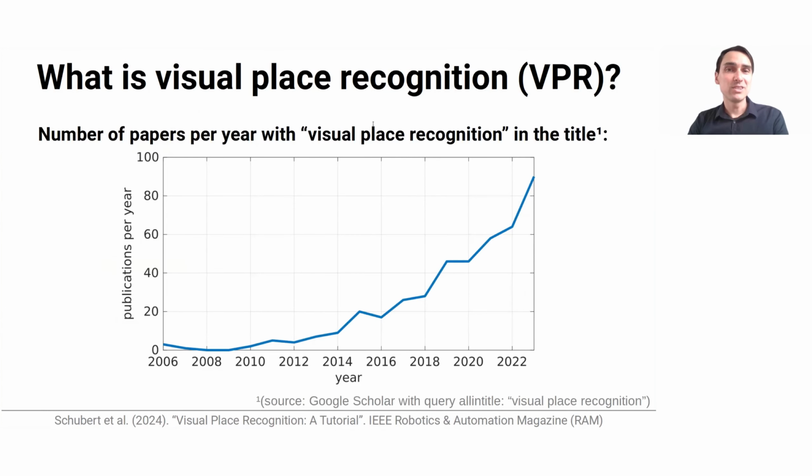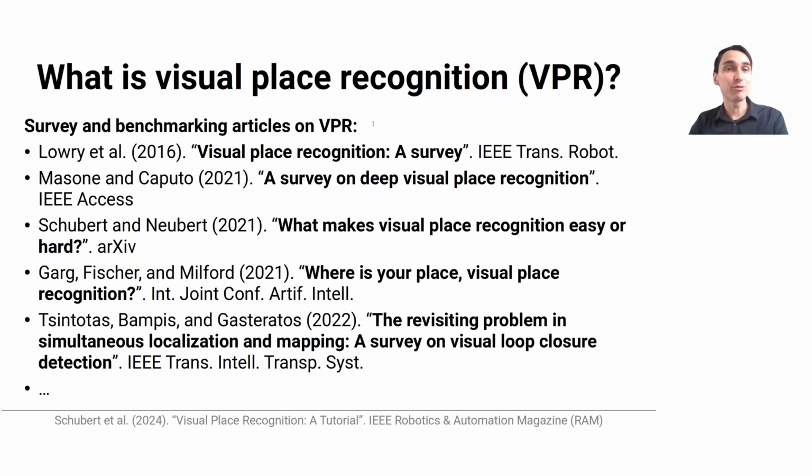Visual place recognition is a research field with significant and continuous growth over the years, as can be seen by the number of publications per year with visual place recognition in the title. Therefore, a number of survey and benchmarking articles have already discussed challenges, open questions, and achievements in the field of VPR. The present work is the first tutorial article on VPR. It unifies the terminology of VPR and complements prior research.